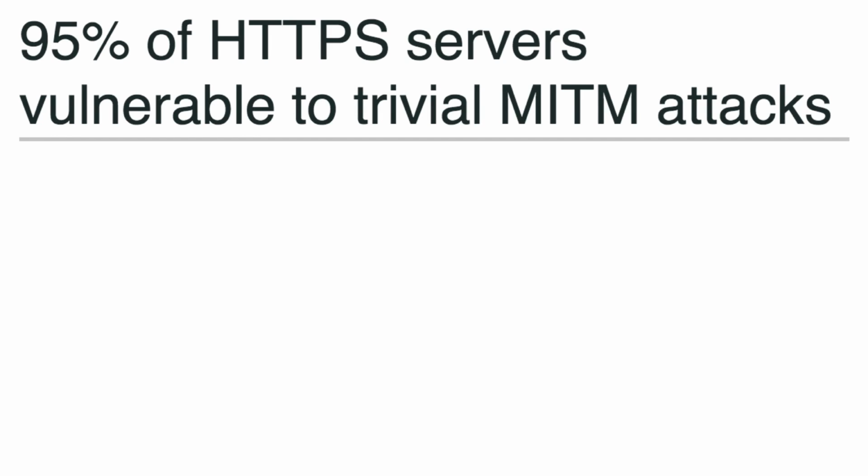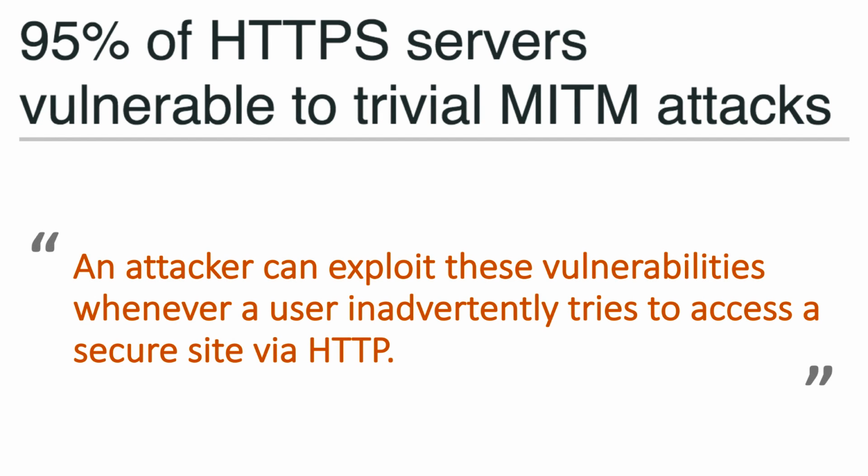By executing an SSL stripping attack, the attacker can get a man-in-the-middle position. In such an attack, the attacker intercepts the HTTP request and prevents the redirect from happening. Instead, the attacker fetches the HTTPS page and serves it over HTTP. Let's see how this works in practice.